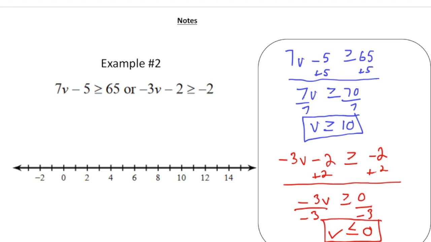Alright? So let me go back to blue here. This one, v is going to be greater than or equal to 10. So it's going to be a closed circle, right? Right here. And all the numbers to the right of 10 are going to work for that one. Then let me graph the second one in red, and this is going to be a closed circle at 0, and v is going to be less than or equal to 0, and there it is.